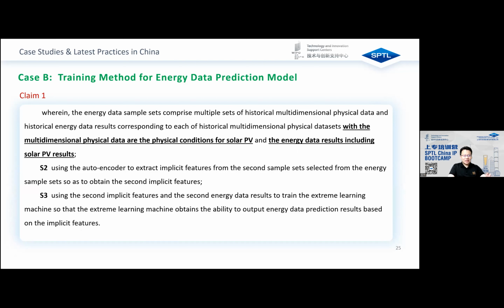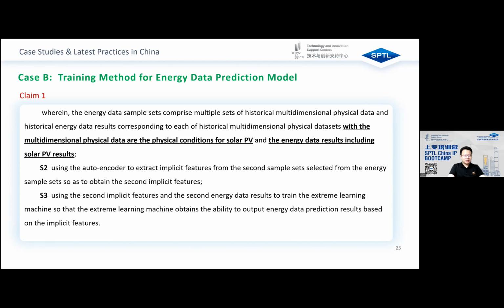The energy data sample sets comprise multi-sets of historical multi-dimensional physical data and historical energy data results corresponding to each of the historical multi-dimensional physical data sets. The multi-dimensional physical data are the physical conditions for solar PV, and the energy data results include solar PV results.